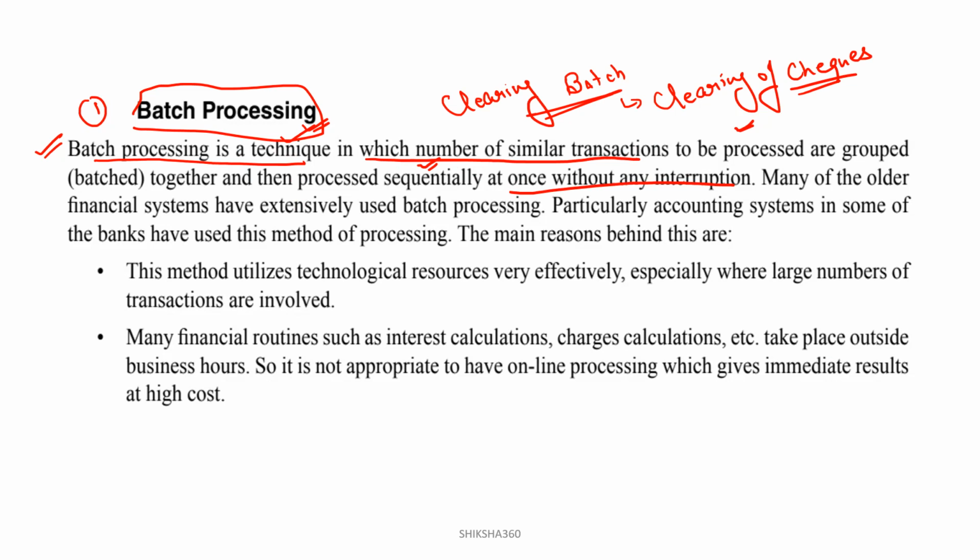What are the main reasons behind this? First, this method uses technology resources very effectively, especially where a large number of transactions are involved. Batch processing is basically used in places where a large number of transactions have to be performed in a single instance.